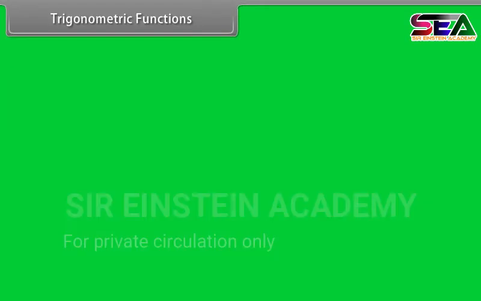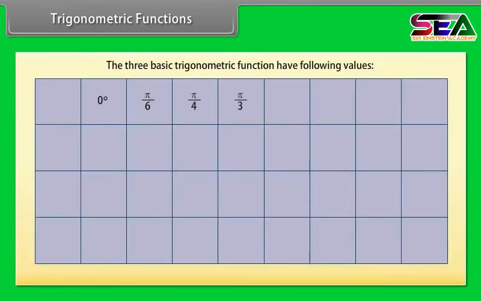Trigonometric functions. The three basic trigonometric functions have following values.